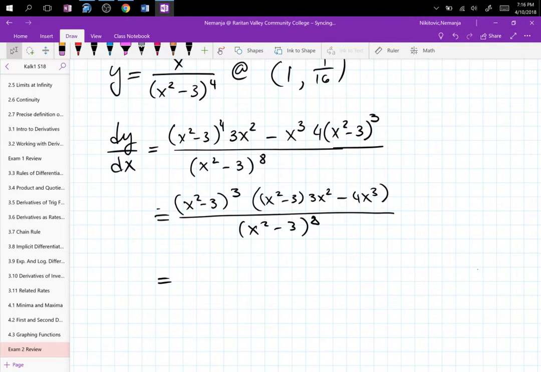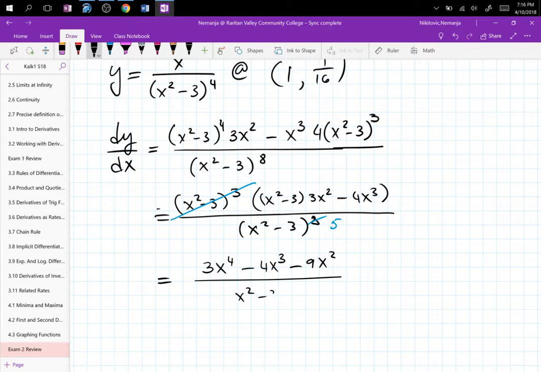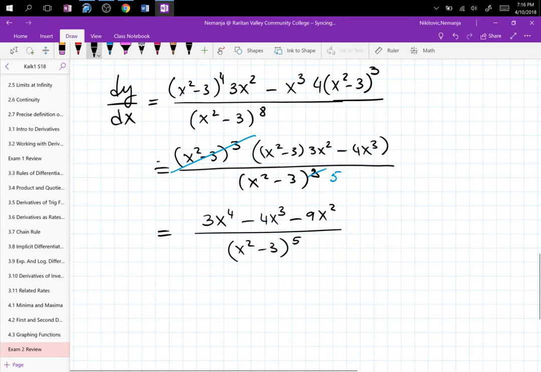Alright, so now this stuff cancels. 8 will become a 5. Over here we distribute. So I have 3x to the 4th minus 4x cubed minus 9x squared, divided by x squared minus 3 to the 5. All right? That's what we have.